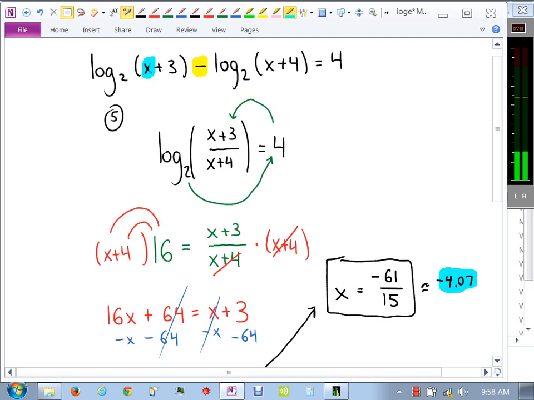But I'm not going to ask you to check. I want to see negative 4.07. Now, if this was Math 1414, you're all going to be engineers. You're going to be building bridges one day. We'd be checking all our answers, always. Okay?